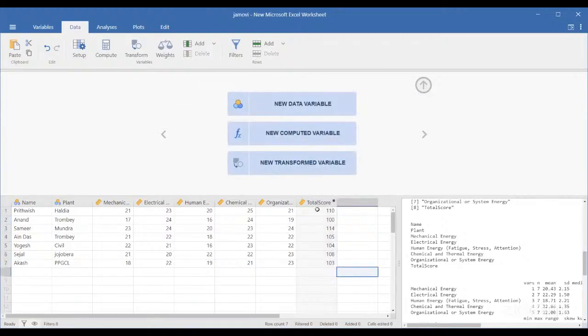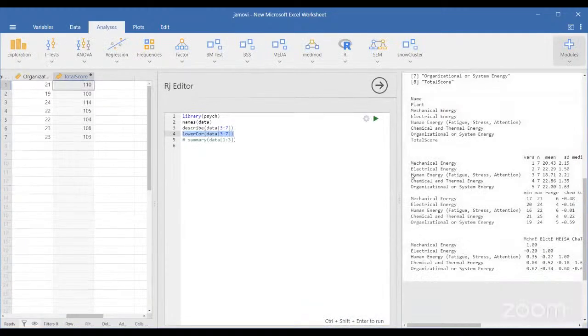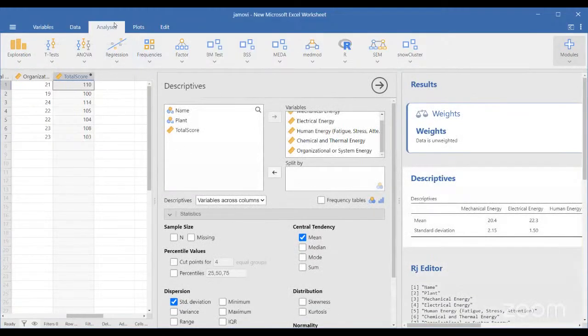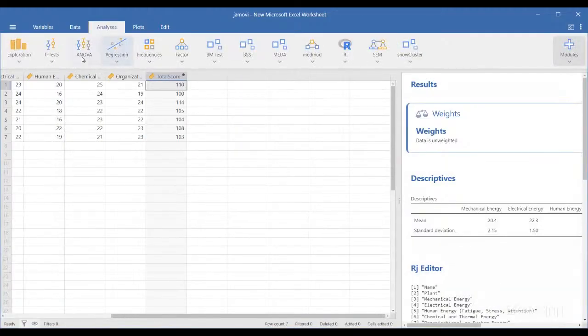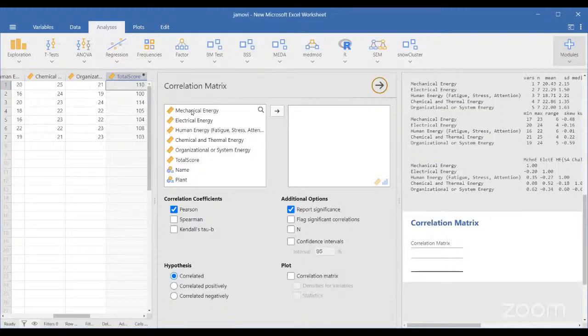Okay, that is good. Now you go to the analysis. No, not the editor. You go to analysis, and not the descriptives. You click the analysis and then the regression. Then correlation matrix. Now you select up to total score.